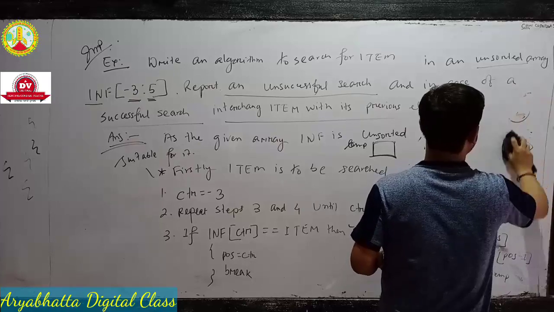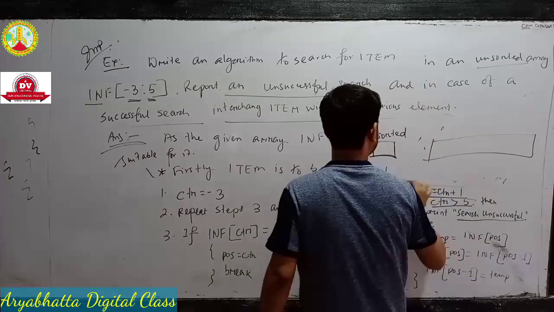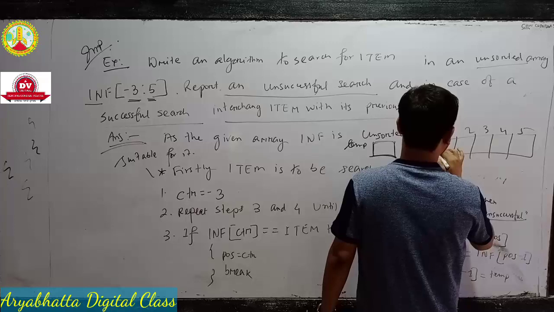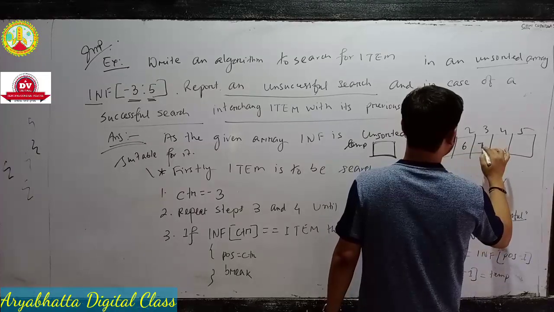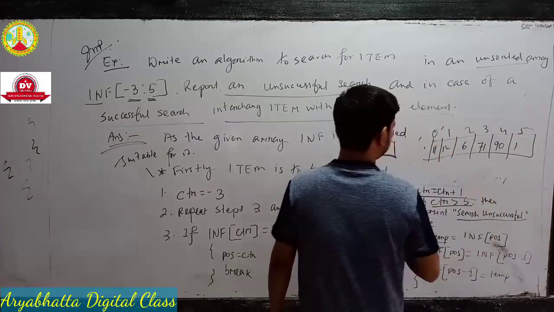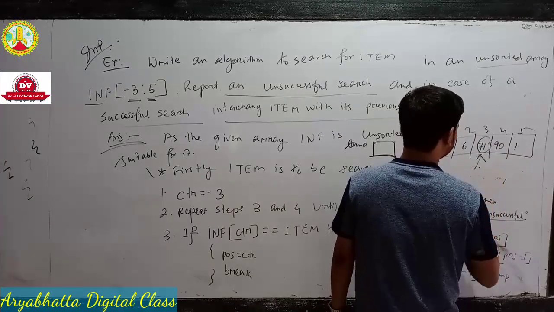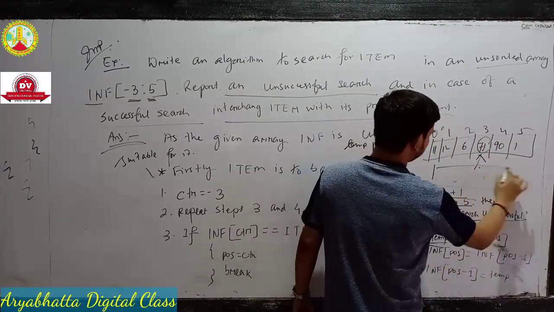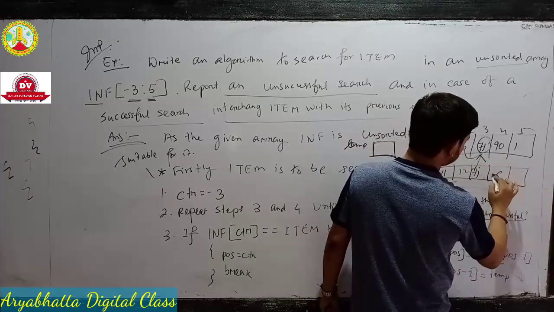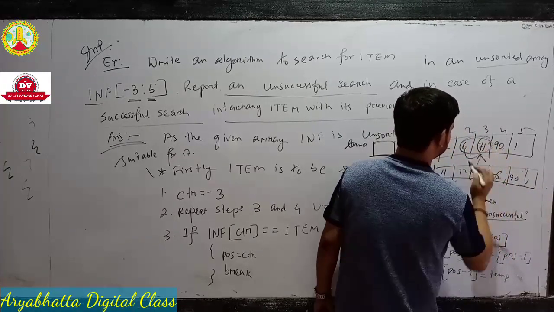Okay, the algorithm is already written, so I erase it. Suppose this is an array: 11 12 6 71 90 and 1. Suppose your item is 71 and you searched for it, okay? Now what is the difference? Your 71 will be 11 12 71 and 6 goes here, so both will be exchanged with the previous one, okay?